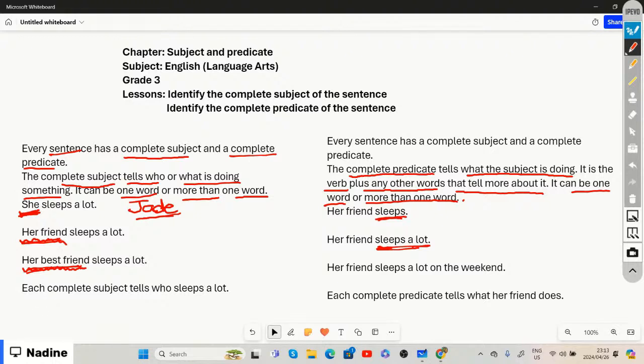You can ask again, what does her friend do? And then we can say sleeps a lot on a weekend. So whether it is one word like sleeps, or sleeps a lot, or sleeps a lot on a weekend, we call that a predicate. Of course, it can either be one word or it can be more than one word. So each one of those completes that predicate, the verb, and it tells us what her friend does.